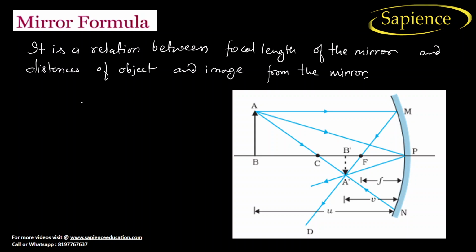Now let us talk about the mirror formula. What is the mirror formula? It is a relation between the focal length of the mirror and the distance of the object and the image from it. First of all, you need to understand this. Let us consider A and B. AB is an object, and when three rays of light appear, it will form an image, which is known as A dash B dash.